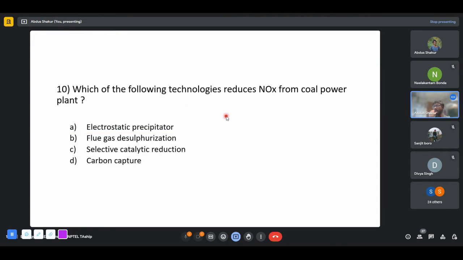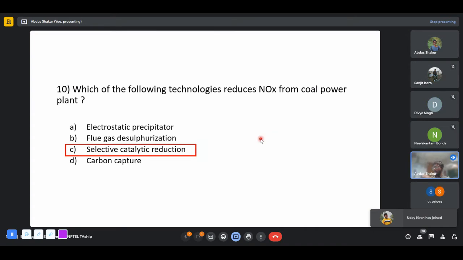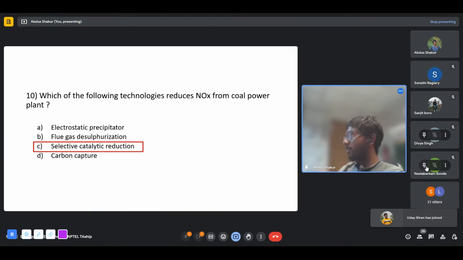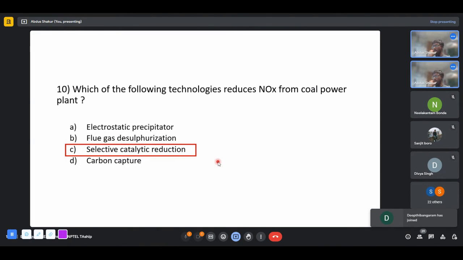That's how it works. And which of the following technologies reduces NOx from a coal power plant? Is it electrostatic precipitator, flue gas desulfurization, selective catalytic reduction, or carbon capture? We had to reduce nitrous oxide, so you had to selectively reduce NOx to some other forms of nitrogen, where a catalytic reaction will help. So yeah.